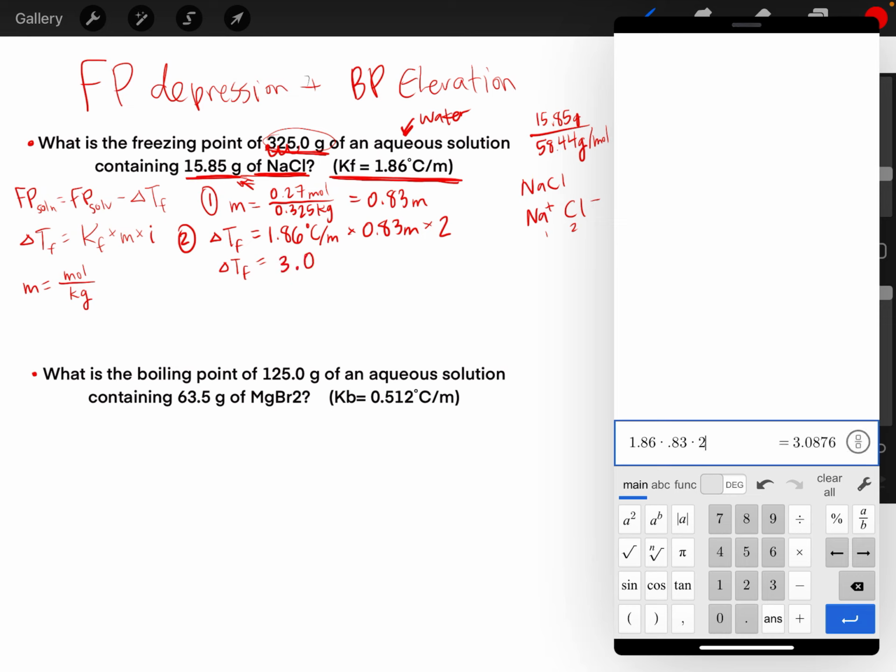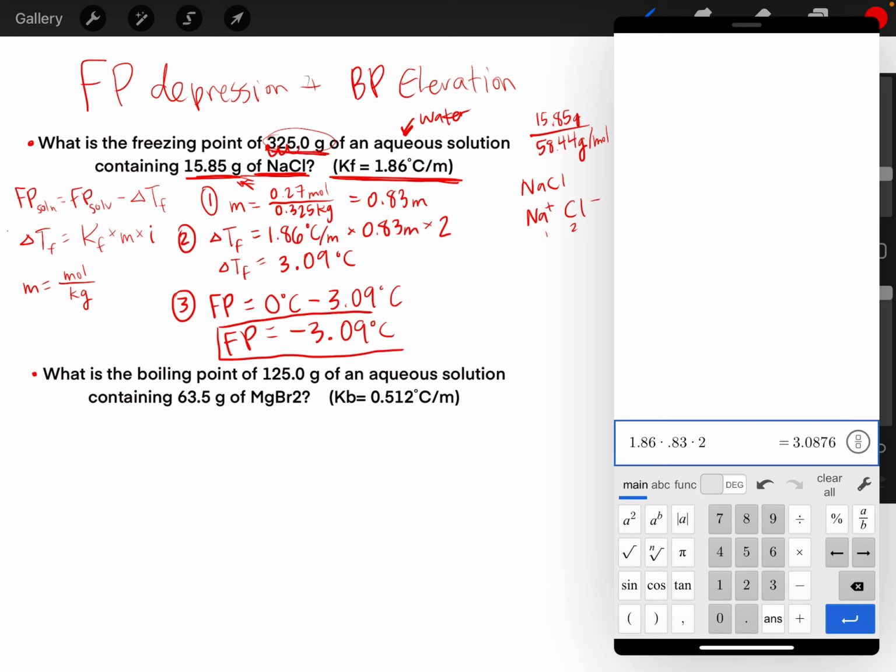And that ends up equaling a delta TF of 3.09-ish degrees Celsius. So now that I have my delta TF, and I know the freezing point of water is 0 degrees Celsius, I can go ahead and plug it in to find my new freezing point. So my new freezing point is going to equal my original freezing point, which was 0 degrees Celsius, minus my delta TF, which was 3.09 degrees Celsius. This ends up equaling negative 3.09 degrees Celsius.